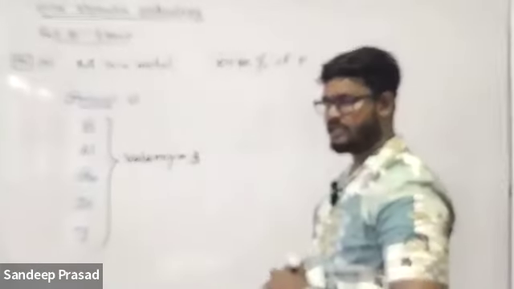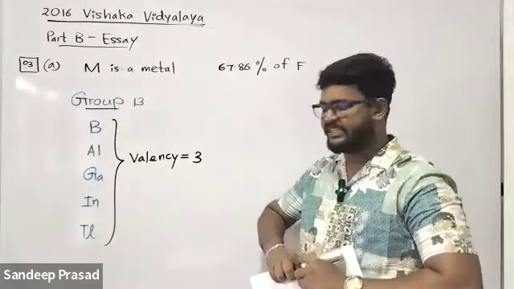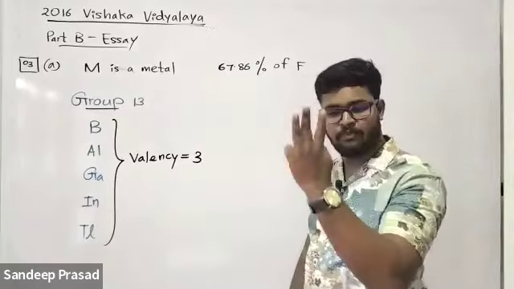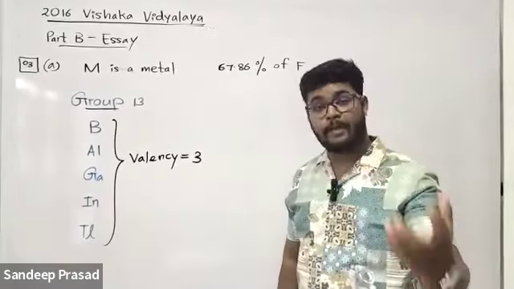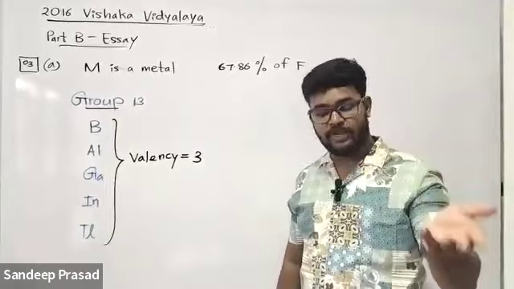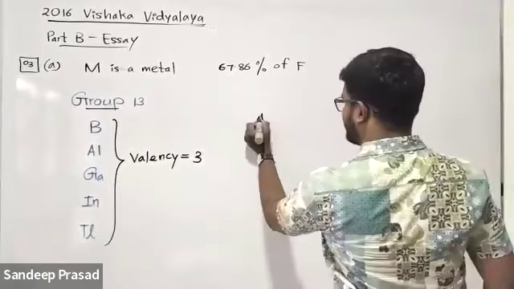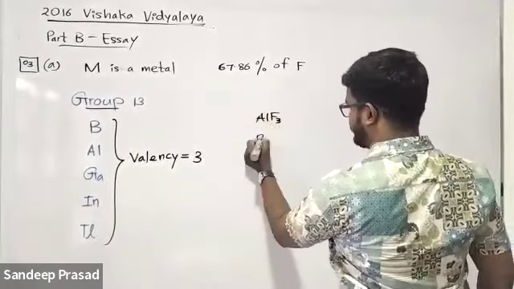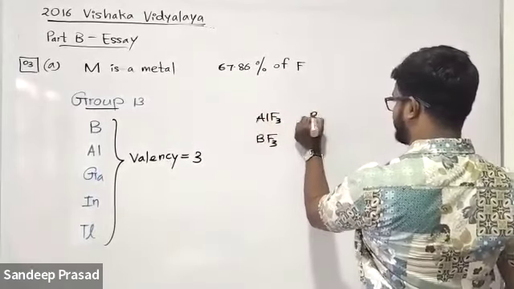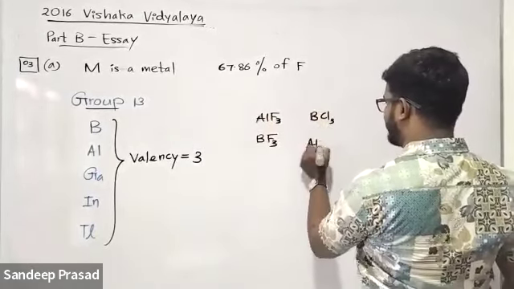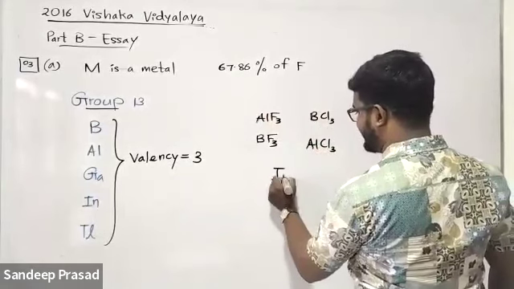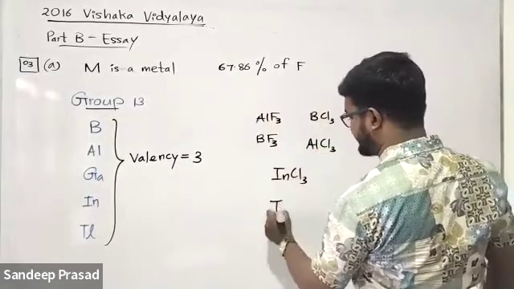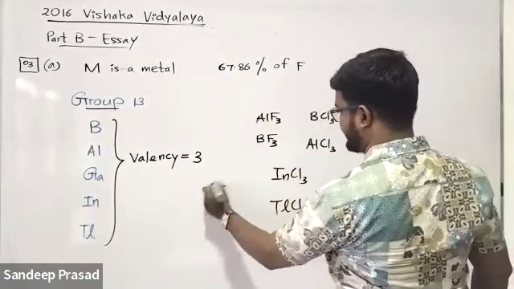That means any element in group number 13 can form a maximum of 3 bonds. The bonding capacity. Valency means bonding capacity. Aluminium trifluoride, boron trifluoride, boron trichloride, aluminium trichloride, indium trichloride, thallium trichloride, gallium trichloride.